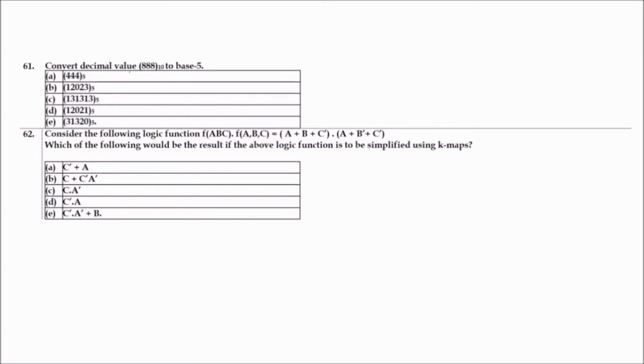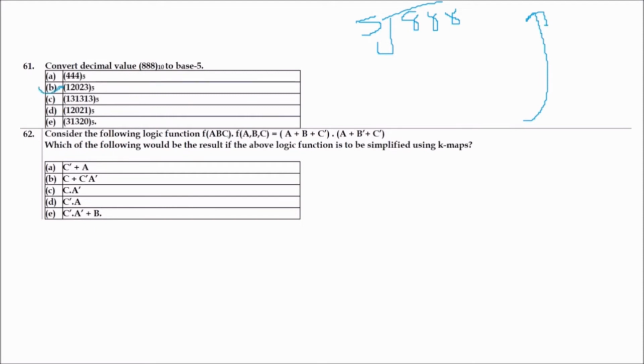Next is, convert the decimal 888 to base 5. Base 5. How are you going to convert it? Let me tell you the procedure. We divide 888 by 5. Every time we divide it by 5, and we write all the remainders from the bottom to top. From bottom to top. And finally, we will get the value, that is, the base 5 number. So, please try it out. The answer is this one, B.